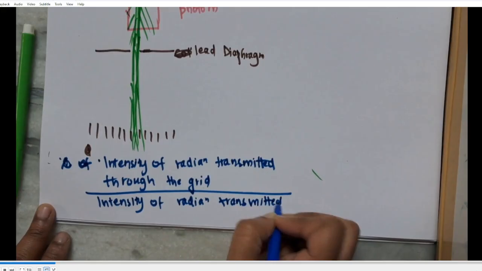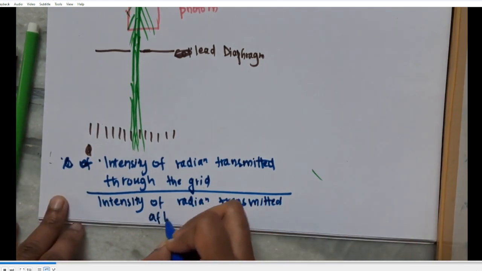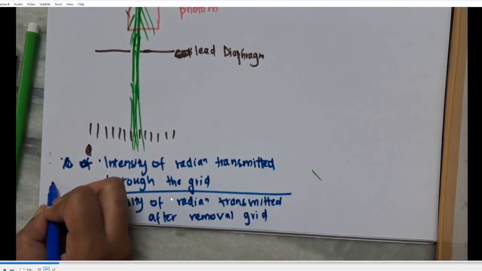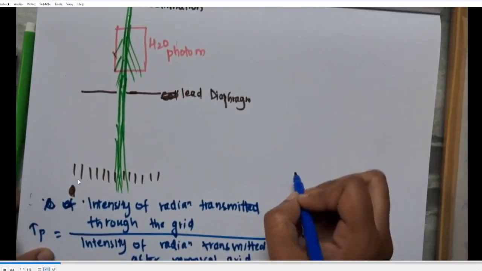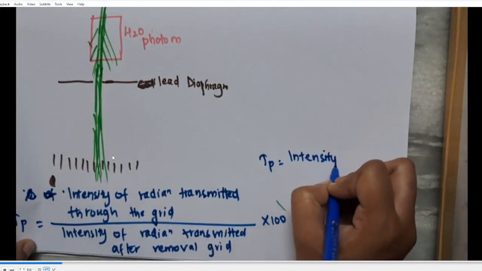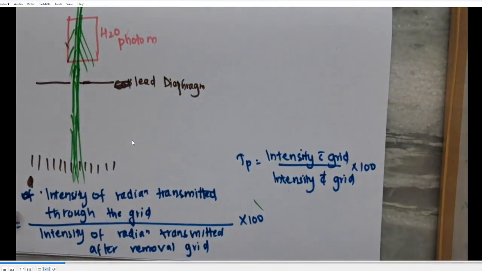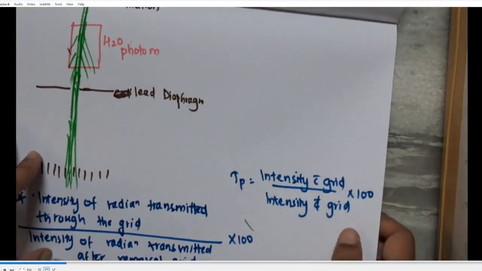So primary transmission is a simple ratio of the intensity of radiation transmitted through the grid divided by the intensity of radiation transmitted after removal of the grid, that is, without the grid. This is called TP, or primary transmission. So primary transmission is given by intensity of radiation with grid divided by intensity of radiation without grid, into 100.